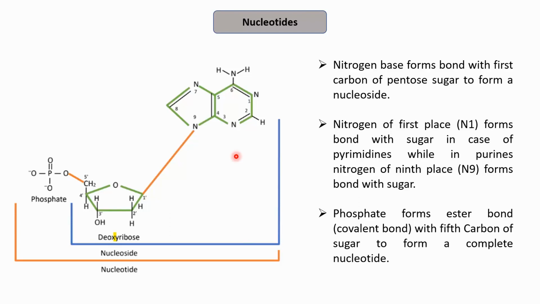In case of DNA, it can be a deoxyribose. In case of RNA, it can be a ribose, which contains a hydroxyl group at the 2nd carbon atom. So after this, if there is a phosphate attached to the 5th carbon atom through the ester bond, which is a covalent bond, then it leads to the formation of a complete nucleotide molecule. So a complete nucleotide is basically a combination of a nitrogenous base, a sugar molecule, and a phosphate molecule.